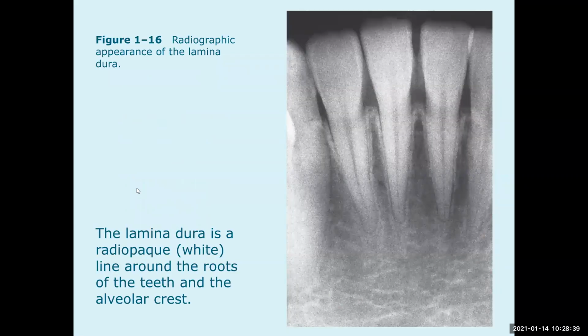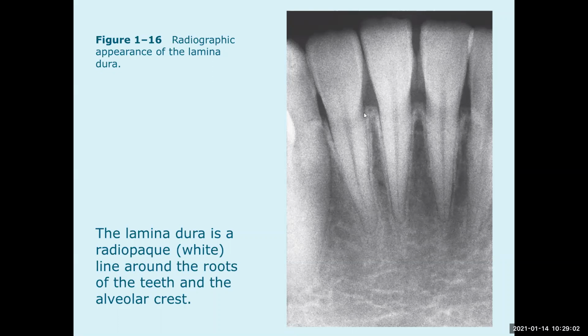The lamina dura is, again, that radiopaque line. It surrounds the tooth, and in healthy areas, you can see it on the sides of the tooth. This is their crestal bone, and on the side of the other tooth, they've got nice crestal bone. When this crestal bone is missing, it looks like cotton candy, very fuzzy.